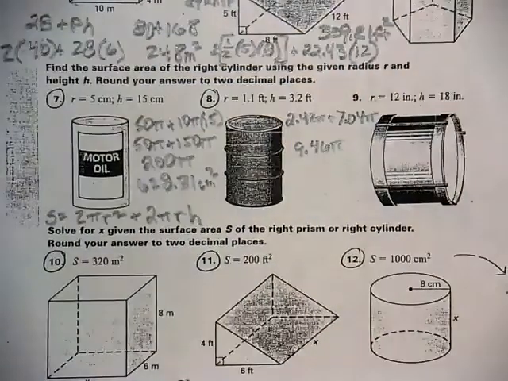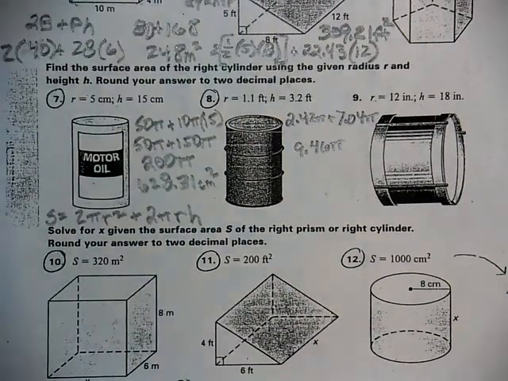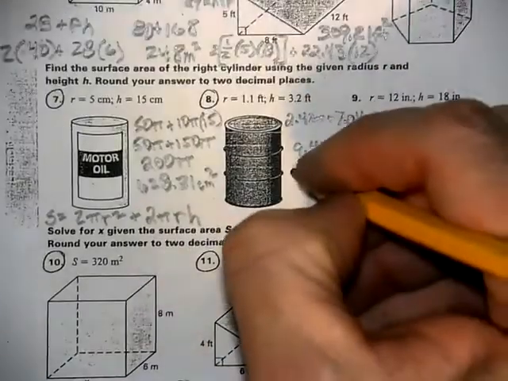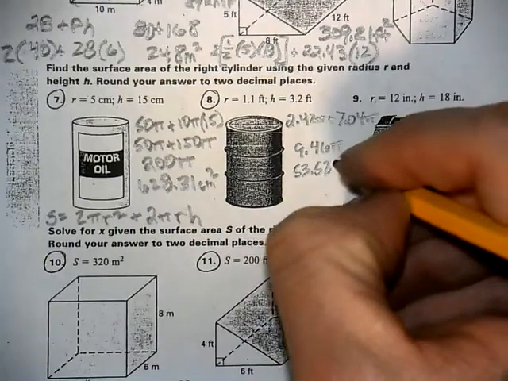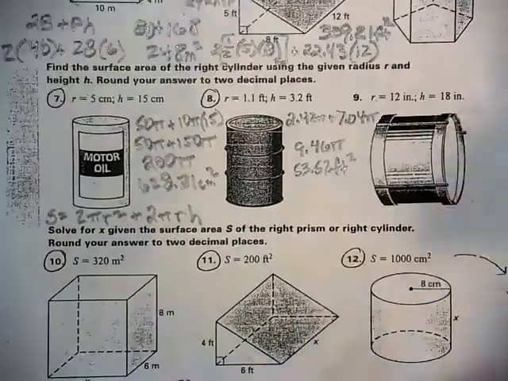pi. And when we times our number by pi, we get 53.52. And those are feet squared.